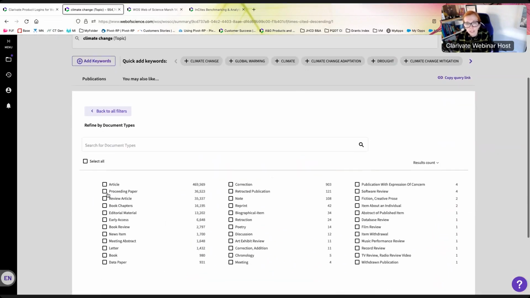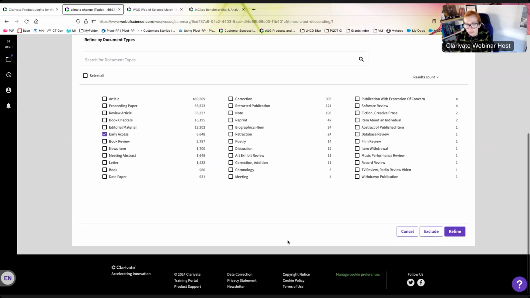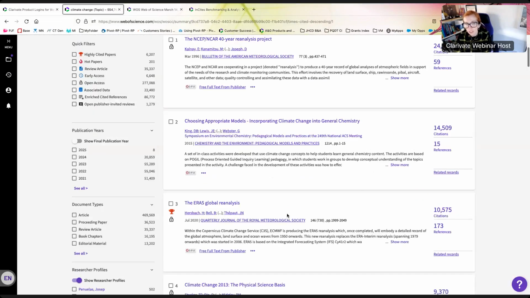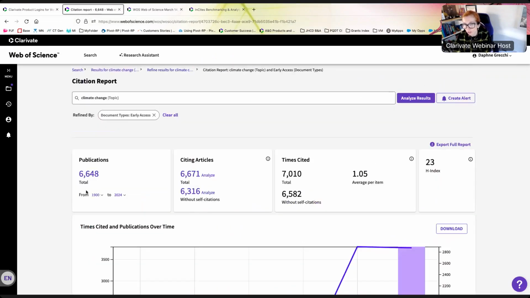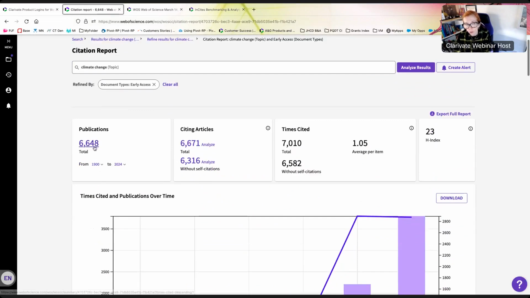If I just do it for, say, even the early access, just to have something that is under 10,000, and I run a citation report here, what this gives you is an analytical tool. It gives you, for this publication, how much they were cited with and without self-citations. Here, so these are the times cited and the citing articles that you can then further analyze, but it doesn't tell you these peer benchmarking metrics.